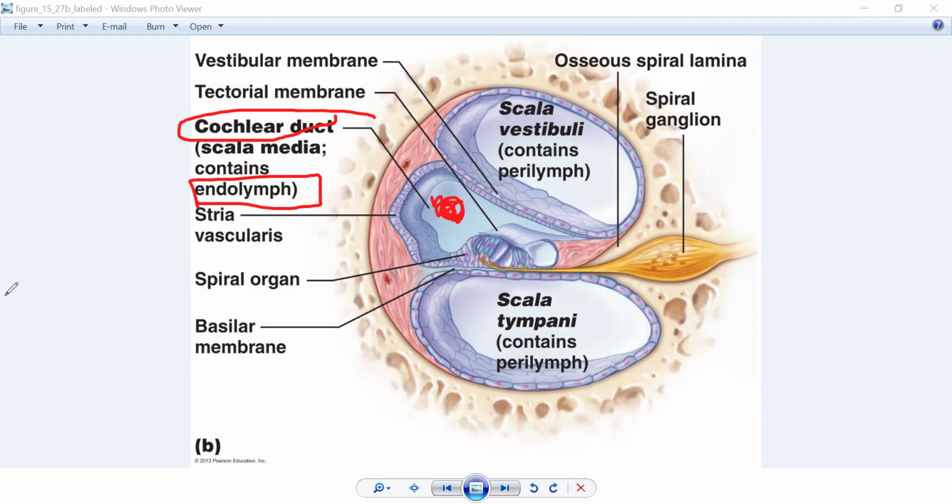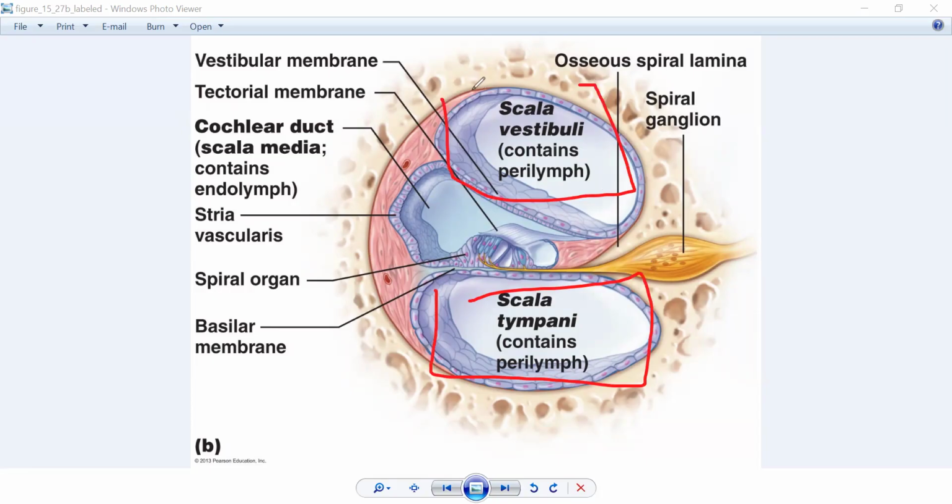And then you've got these two canals above and below it called scala. What do we have here? Scala vestibuli and scala tympani. And the fluid inside these is called perilymph. The prefix peri means to surround. Okay, so now in the next slide, they're going to magnify this cochlear duct that has the receptors here to interpret what we're hearing.